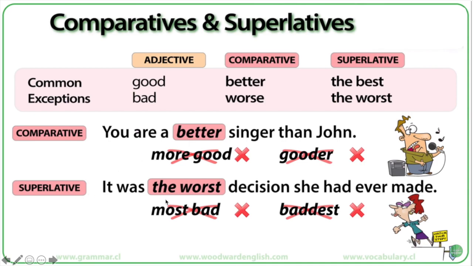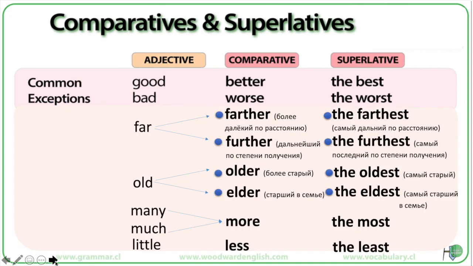Superlative: it was the worst decision she had ever made. The worst is correct. Most bad, incorrect. Baddest, incorrect. Be careful with these two common exceptions. We have a few more exceptions. For example, far becomes farther or further.